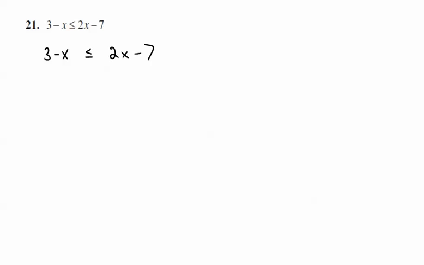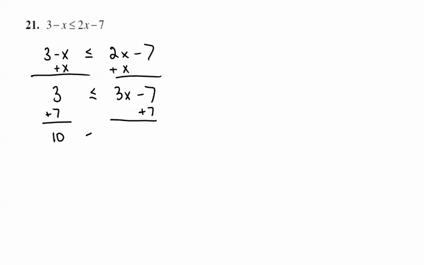In the meantime, we have a problem with x on both sides, and so we're going to pick on the little guy. So I'm going to get rid of the negative x, which is the smallest x. I'm going to add x to both sides. And 3 is less than or equal to 3x minus 7. At this point, I'm going to add 7 to both sides. And so we get 10 is less than or equal to 3x, or we could say 3x is greater than or equal to 10.